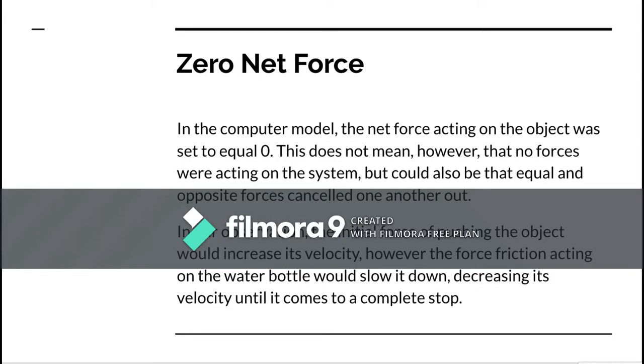water bottle. In our observation, the initial force of pushing the water bottle would increase its velocity, causing it to speed up. However, eventually, the force of friction acting on the water bottle would slow it down, decreasing its velocity until it comes to a complete stop. This is likely why in the graph it showed a slight curve, where the velocity increased a bit in the beginning, reached its peak, and then began to decrease.